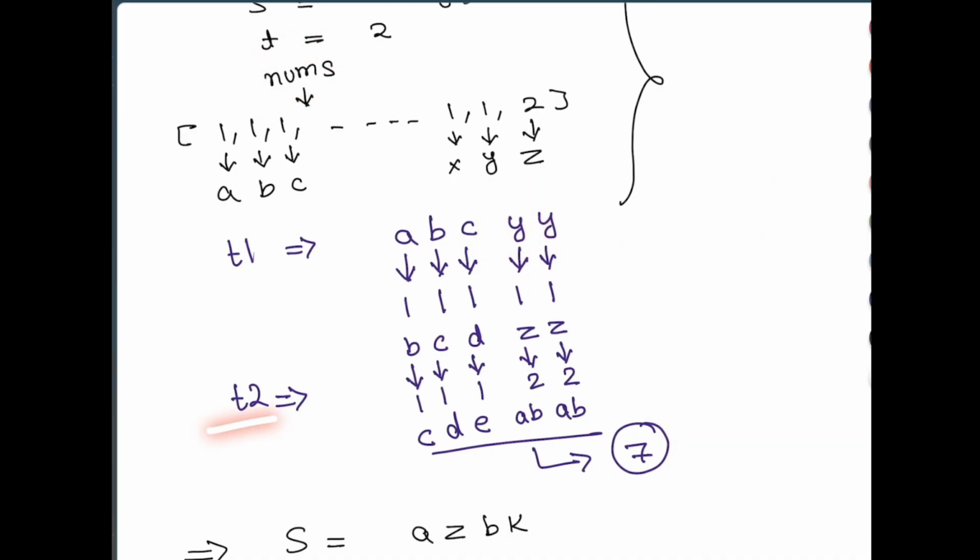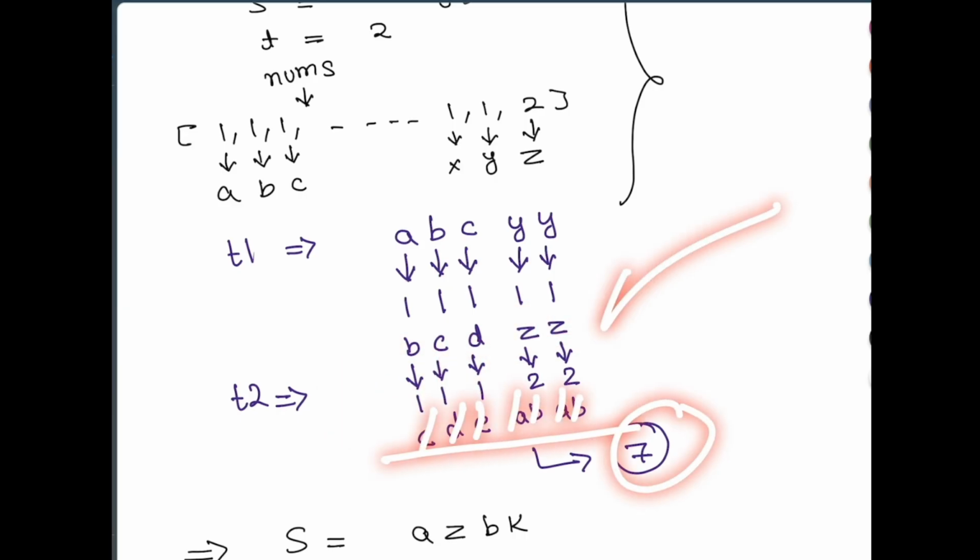Now let us try to do the second transformation in the new string b, c, d, z, z. B, you have to replace it with next 1 character. For C it is 1, for D it is 1, for Z it is 2, right? So what you will say is B will be C, C will be D, D will be E, and Z will be AB, this Z will be AB. And this is your final string C, D, E, A, B, A, B. Total 7 characters, and that's the output.